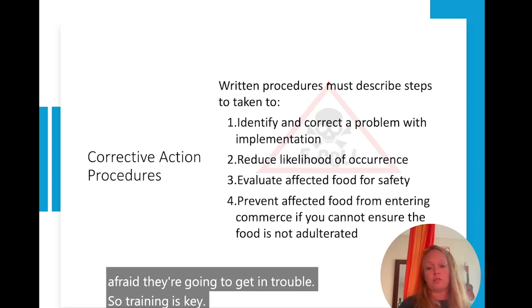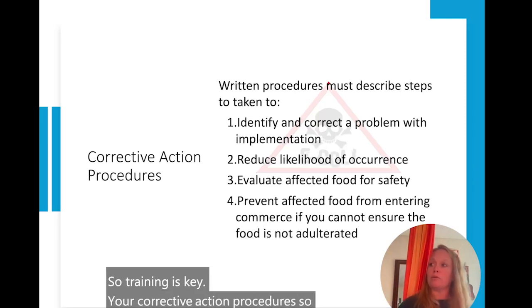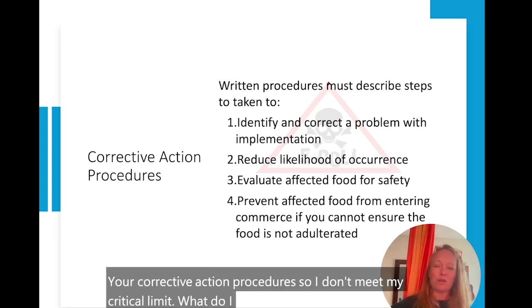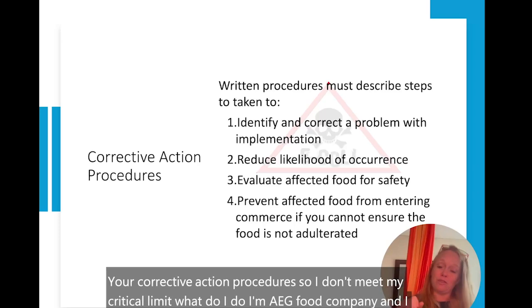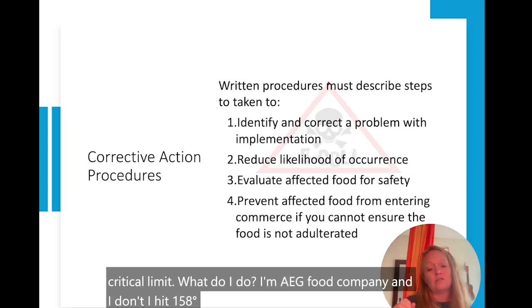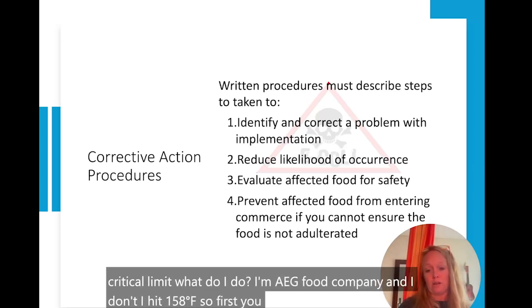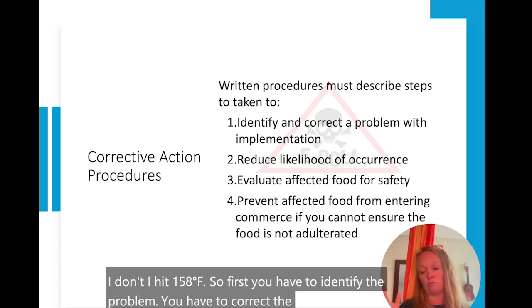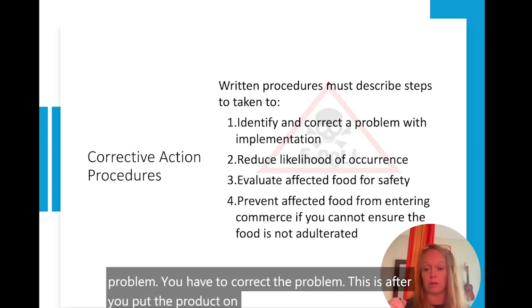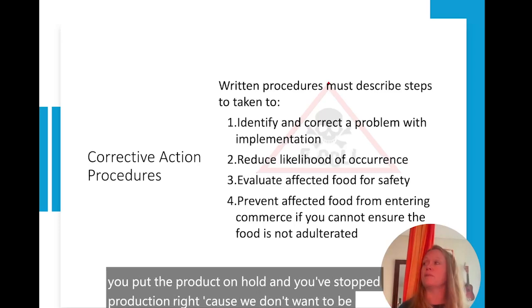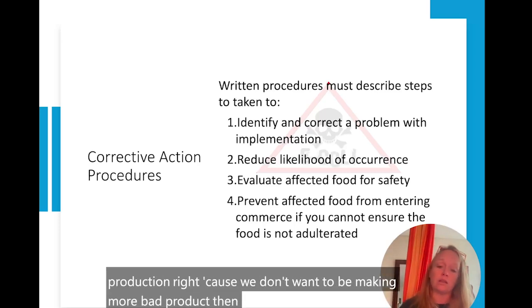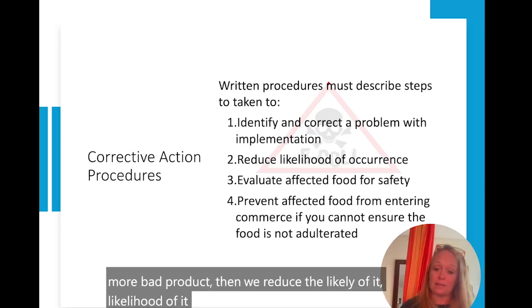Your corrective action procedures. So I don't meet my critical limit. What do I do? I'm at EG Food Company and I don't hit 158 degrees Fahrenheit. So first you have to identify the problem. You have to correct the problem. This is after you've put the product on hold and you've stopped production, right? Because we don't want to be making more bad product. Then we reduce the likelihood of it happening again.